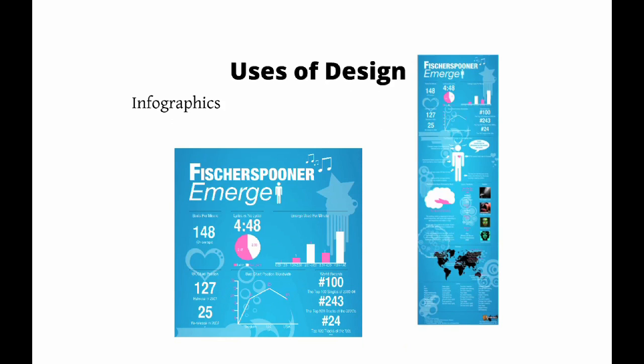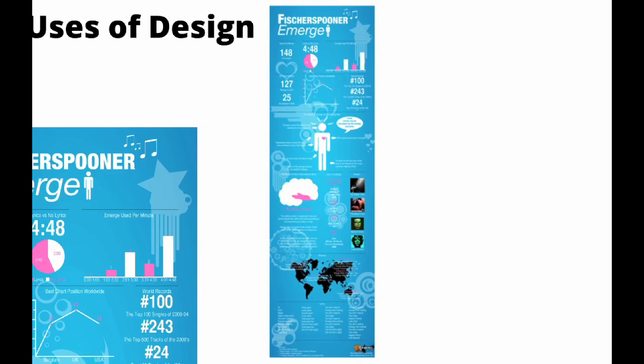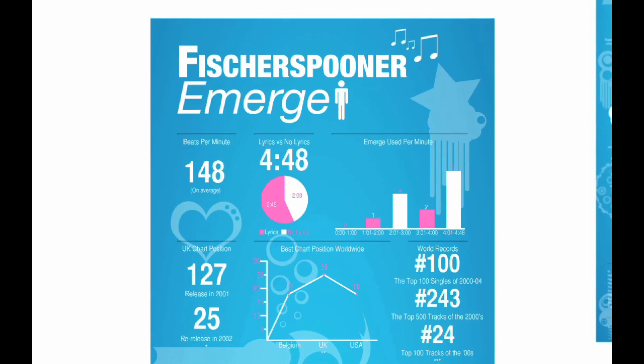This helps to lead us into infographics. Infographics are now widely used to display collected information or data in a more attractive and easier to follow way. The image here on the right is an infographic of Fisher-Spooner's Emerge track, and if we have a look at a closer view, we can see that it's a collection of data that is clearly set out into sections to allow the user to be able to read the data and understand it in a more clearly visible, appealing way.